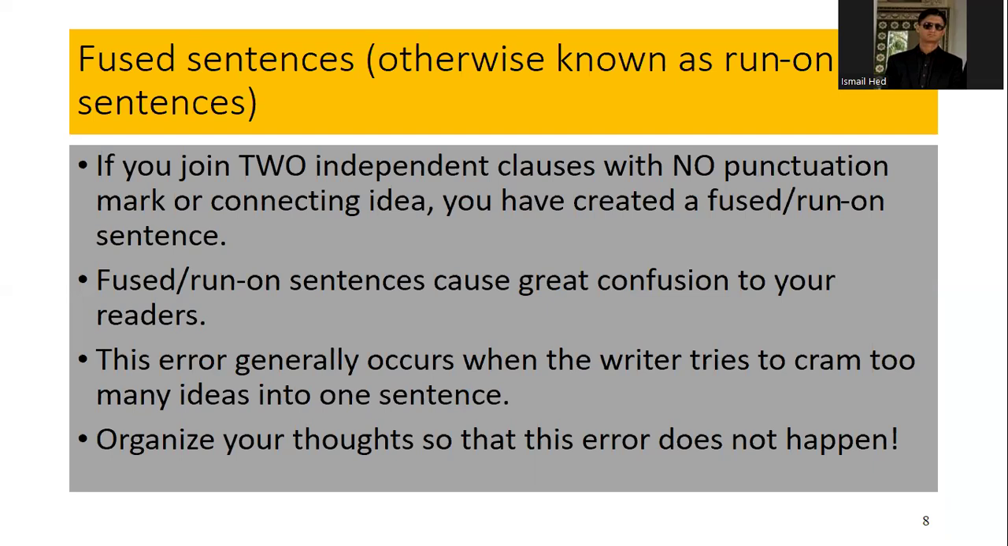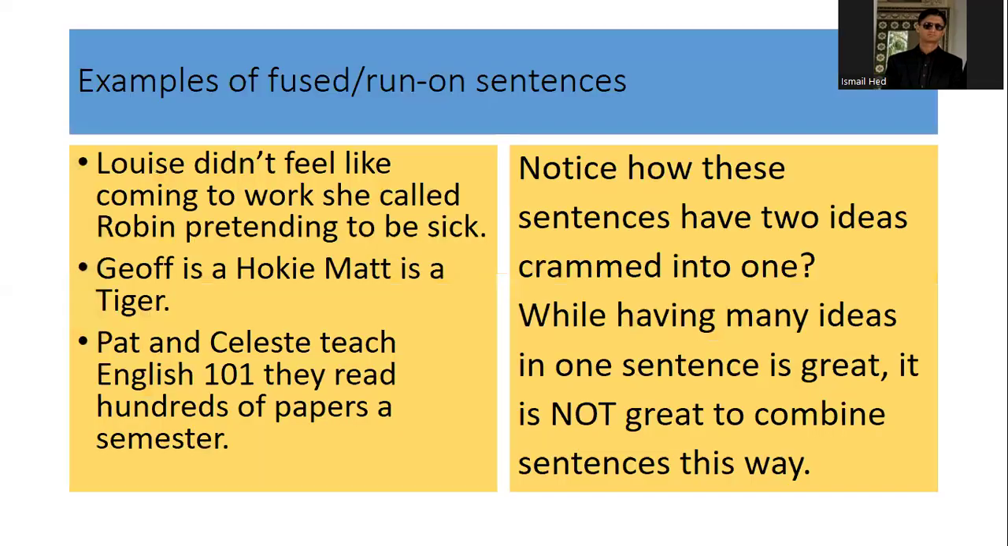So, run-on sentences are joined together by two independent clauses with no punctuation marks connecting the ideas, and they have created fused or run-on sentences. Fused sentences cause confusion, and the error generally occurs when the writer tries to cram too many ideas into one sentence. Organize your thoughts so that the error doesn't happen. So, here are some examples of run-on sentences or fused sentences.